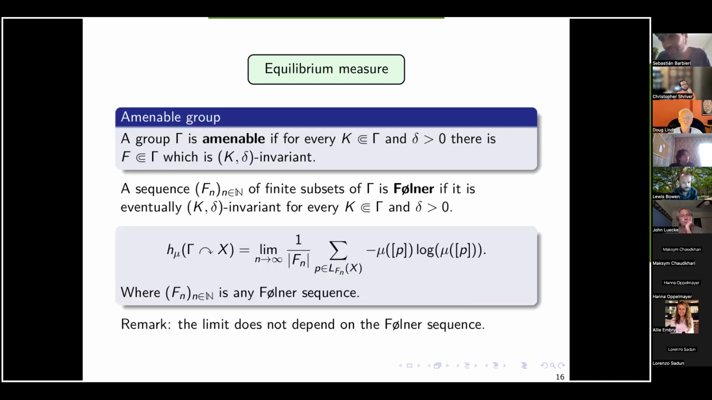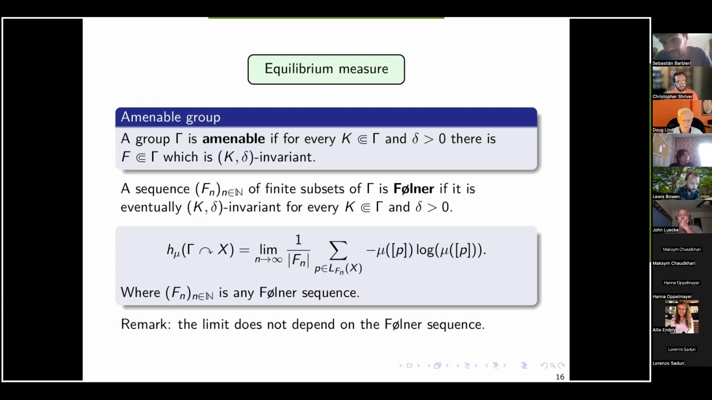Okay, and well, if I have a Følner sequence, I can define measure theoretic entropy in the same way as for Z to the D, except that instead of taking the balls of radius n, I'm just going to take a Følner sequence. So I'm going to take the limit of 1 over the size of a Følner sequence, and I'm going to sum the Shannon entropy of the allowable patterns which support that Følner sequence. And this limit does not depend on the Følner sequence. It's well defined. Actually, it coincides with the infimum of that expression over all finite subsets of the group.